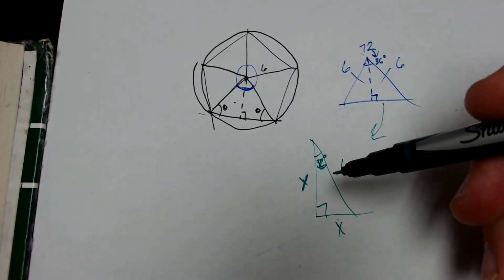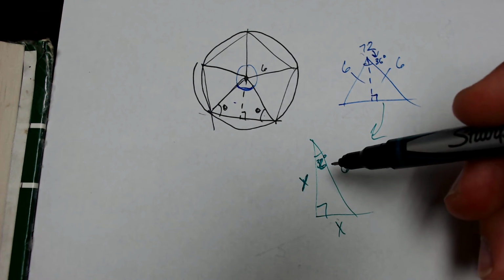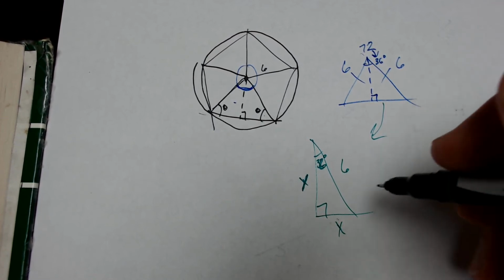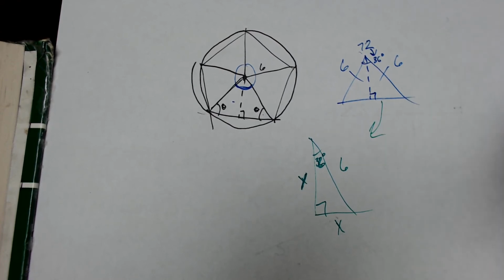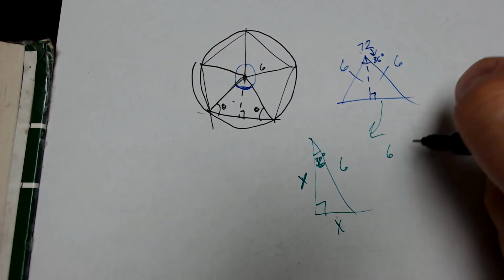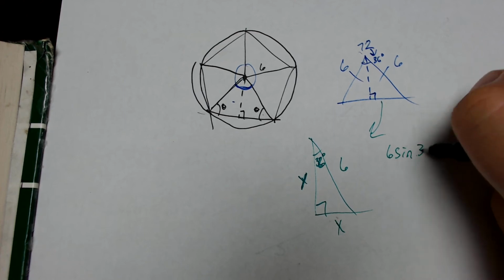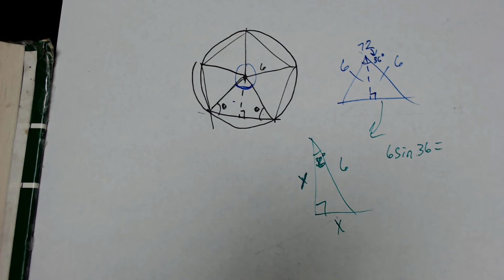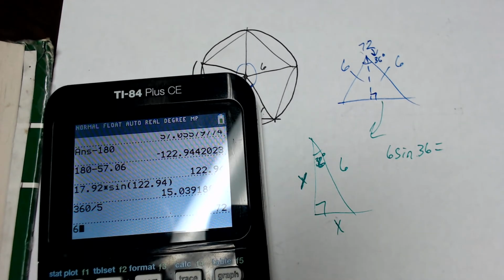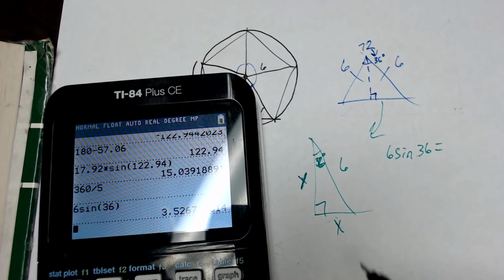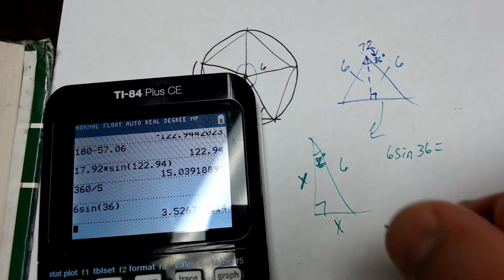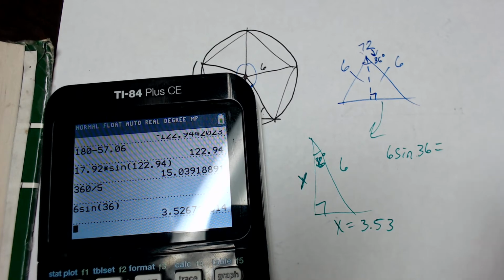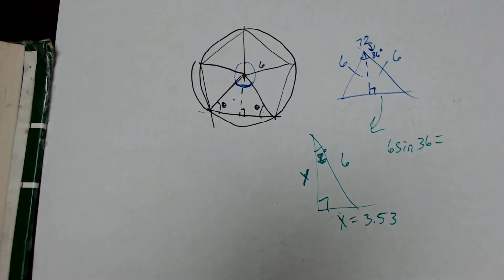we want to use a trig identity when we have the hypotenuse, we know the angle, and we want to figure out the other two sides. So the trig identities we're going to use are sine and cosine, and we should be pretty good at these by now because of rectangular coordinates. If I take 6 times the sine of 36, that is going to give me the bottom length, or the x. So again, on the calculator, 6 sine 36, I get 3.526, which I'm going to round to 3.53. So that equals 3.53, which is the base of the right triangle.